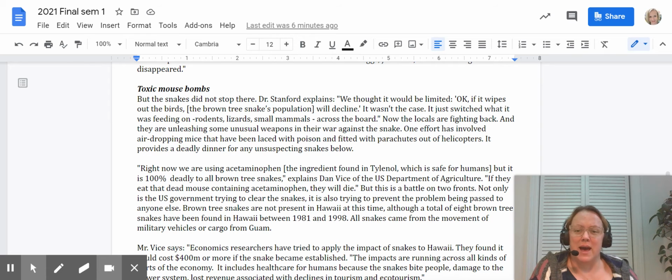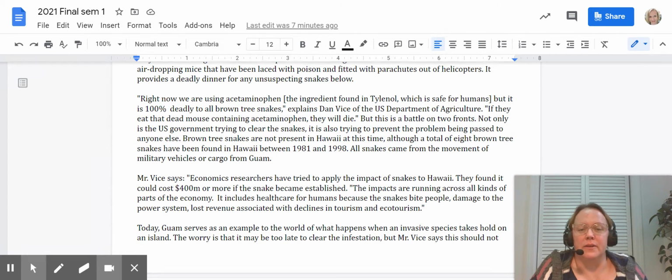Now the locals are fighting back, and they are unleashing some unusual weapons in their war against the snake. One effort has involved airdropping mice that have been laced with poison and fitted with parachutes out of helicopters. It provides a deadly dinner for any unsuspecting snakes below. "Right now, we are using acetaminophen, the ingredient found in Tylenol, which is safe for humans, but it is 100% deadly to all brown tree snakes," explains Dan Weiss of the U.S. Department of Agriculture. "If they eat that dead mouse containing acetaminophen, they will die."